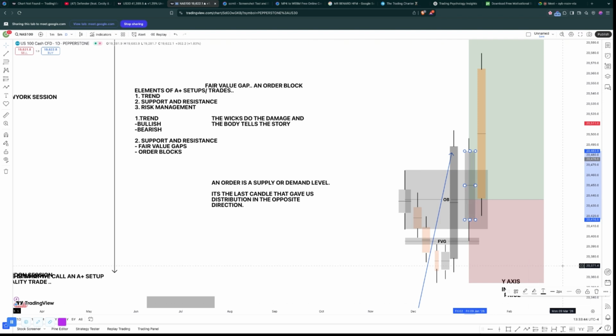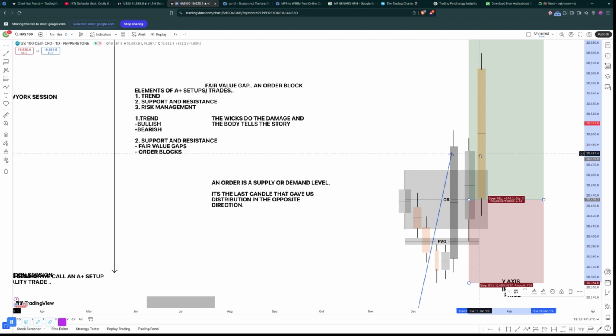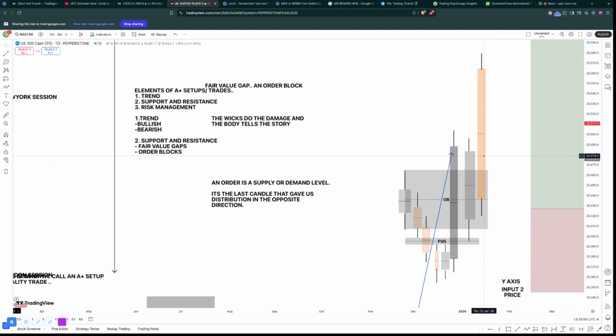Let me first change these candle colors. Let's remove this.